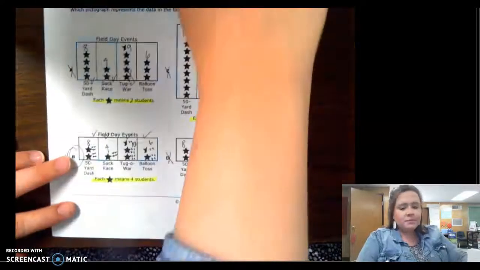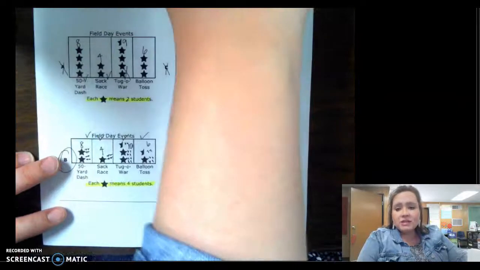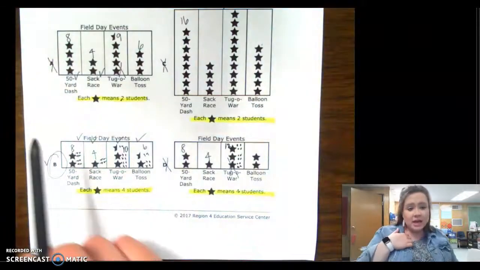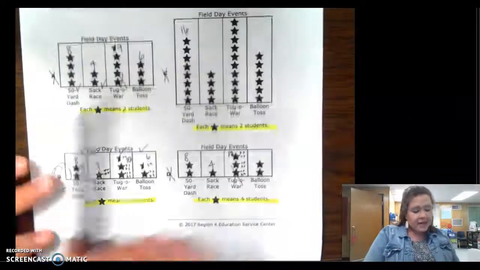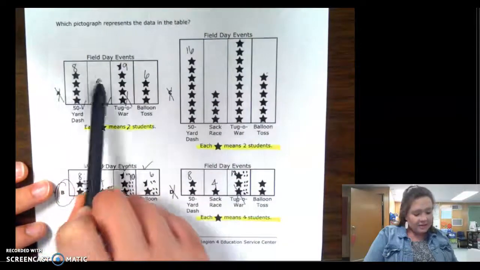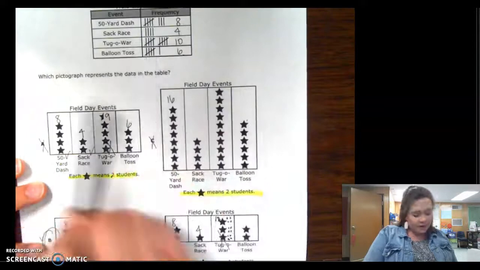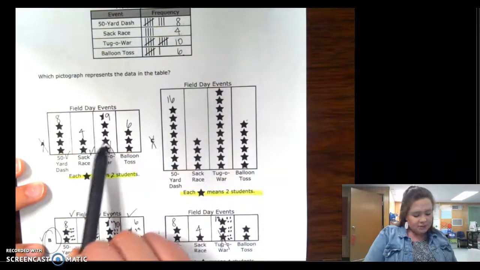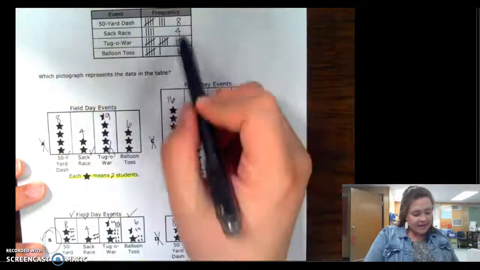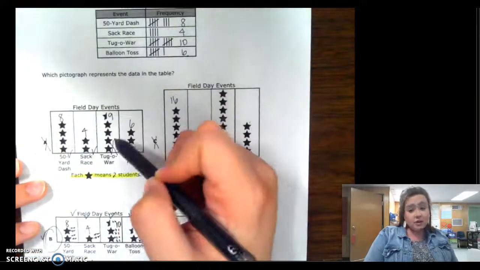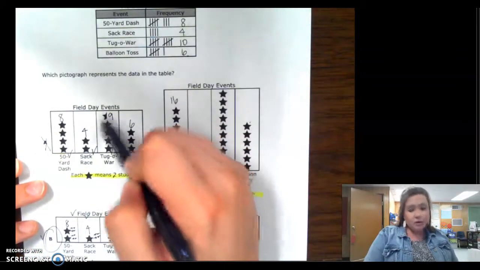All right? Again, it's really important that we're paying attention to our keys, making sure that every single category matches the categories up here. Letter A, if you had done 2, 4, 6, 8, 10 and counted this as 10, you would have chosen it as your correct answer. And so it's really important that we're paying attention.